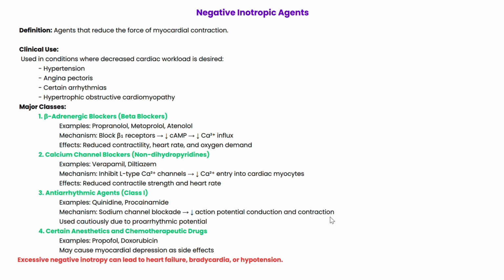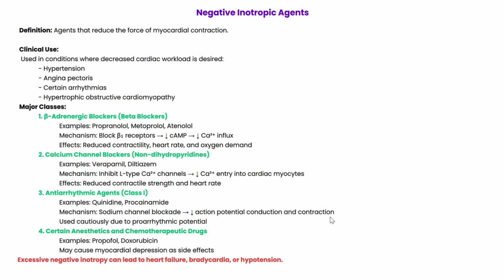They are commonly used in hypertension, where reducing cardiac output lowers the blood pressure, angina, to reduce oxygen demand and prevent ischemia, certain heart arrhythmias, especially when driven by high sympathetic tone, and in hypertrophic cardiomyopathy, where reducing contractility can relieve obstruction. Let's go through the major classes.